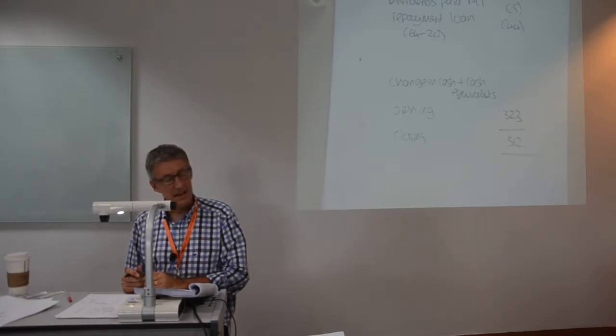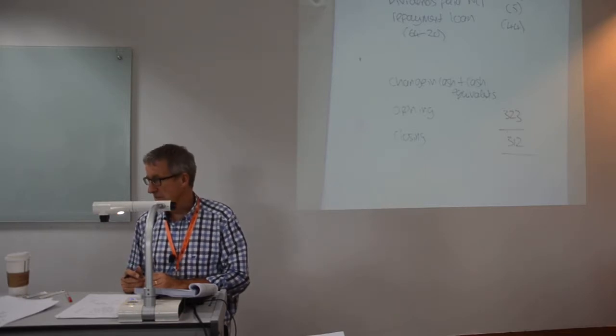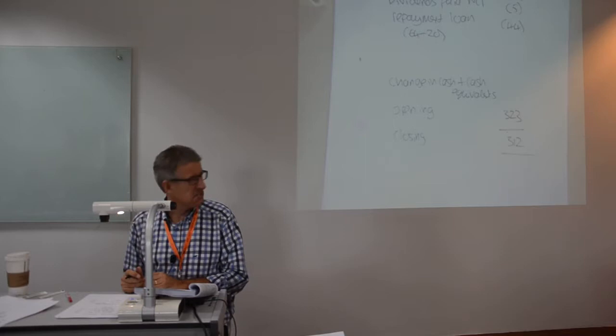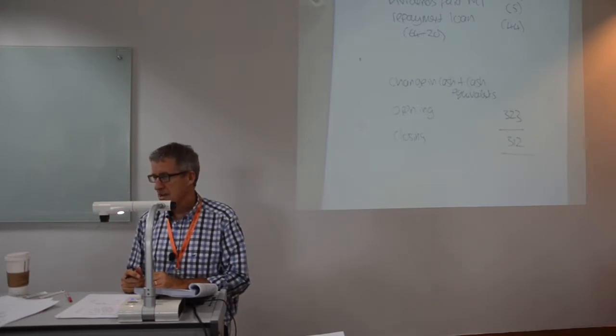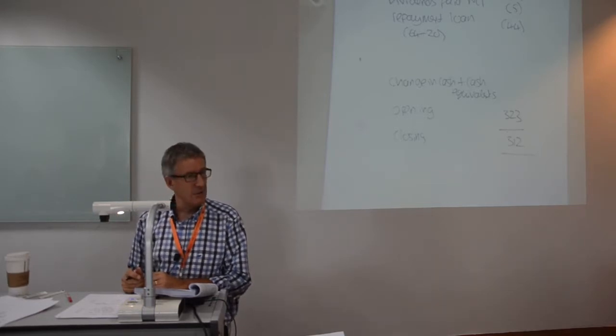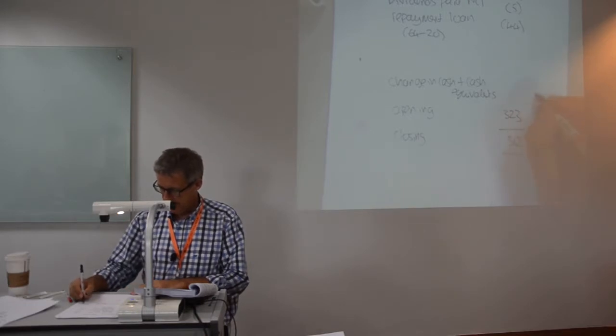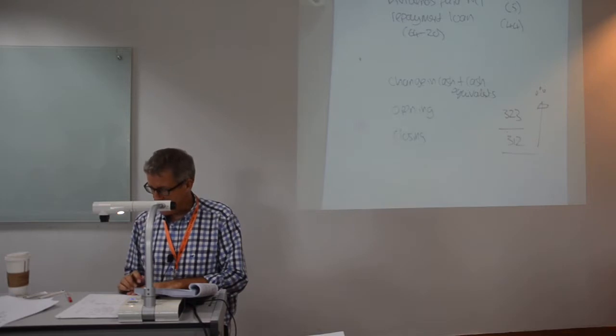We've been a net spender, haven't we? Mind you, that's okay. If you've got 300 in the bank, you can afford to spend 9. You know, we're not in a meltdown. So you can work out this number going that way, and the change in cash and cash equivalents is negative 11.